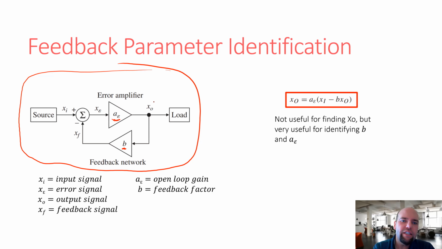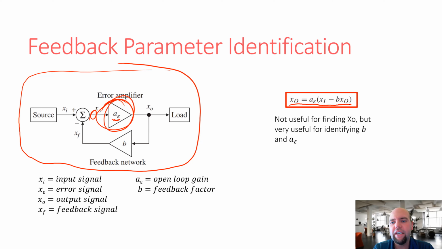And the best way to do it is if you look at this output here, what is this? XO is the input times A epsilon, and then this XO gets amplified by B and subtracted from that. So basically the signal right here, this error term, is X input minus B X output, and then that whole thing gets multiplied by this A epsilon. And so that's the expression that we have here.